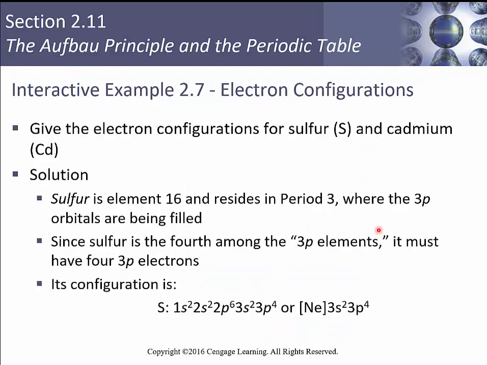Right? So given the electron configurations for sulfur and cadmium. Sulfur is element 16 and resides in period 3, where the 3p orbitals are being filled. Since sulfur is the fourth among the 3p elements, it has 4 p electrons, and its configuration would be 1s2, 2s2, 2p6, 3s2, 3p4, or [Ne] 3s2, 3p4.